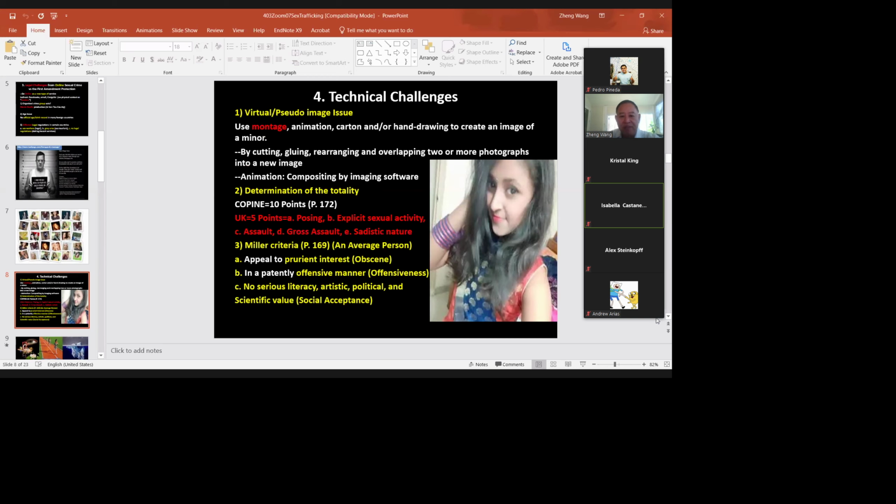Yeah. And then in the United States, in 1972, we have another case, Miller's case. Miller's case is different from the UK 5 points case. It's focused on 3 criteria, on page 169. One is appeal. If you look at that image, does that image produce prurient interest, meaning a dirty mind? Number 1, that's obscene, okay, stimuli.